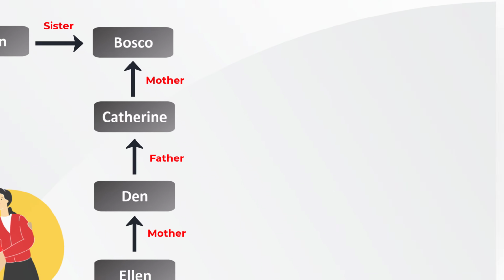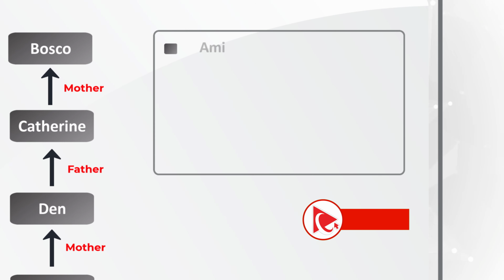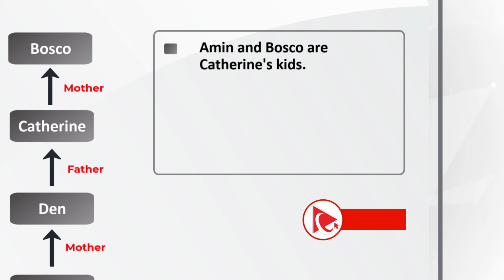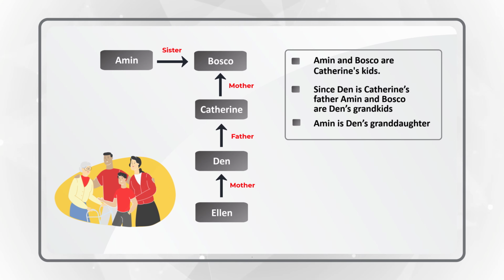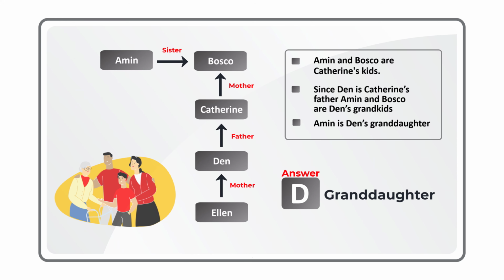Now let's look at the conclusions we can draw from this diagram. Amin and Baska are Catherine's children. Since Dan is Catherine's father, Amin and Baska are Dan's grandkids, which means that Amin is Dan's granddaughter. So the correct choice here is choice D, granddaughter. Hopefully you've nailed this question and now know how to diagram and solve similar problems on the test.